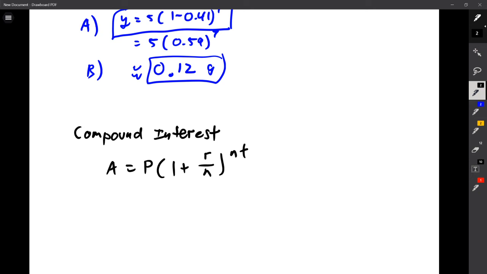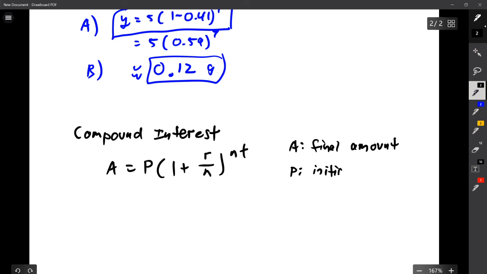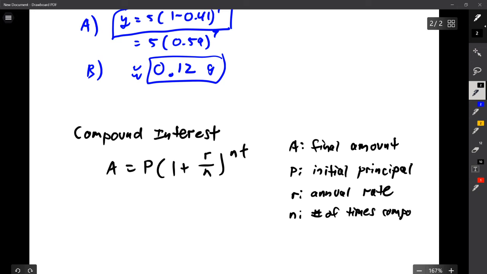Okay, so here's what's going on. A is our final amount. P is initial principal. R is annual rate. N is the number of times compounded per year.